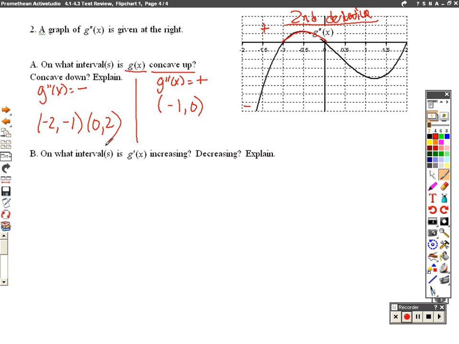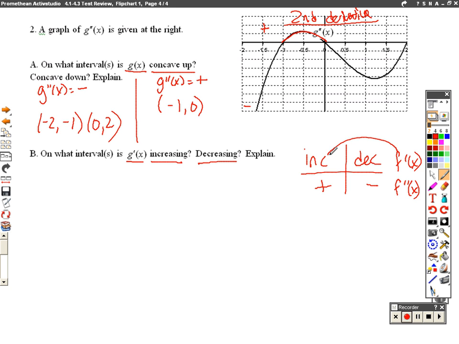All right. Now we're being asked, when is g prime increasing and decreasing? All right, so let's look at that chart again to see how they relate to one another. I said that f prime was a higher order, f double prime was lower order. So f prime is increasing when f double prime is positive. Okay, well, we just answered that right here. The second derivative is positive from -1 to 0. So that's when g prime is increasing.